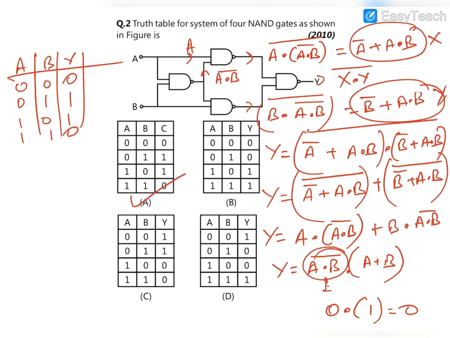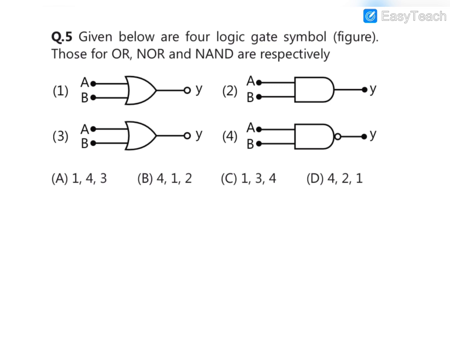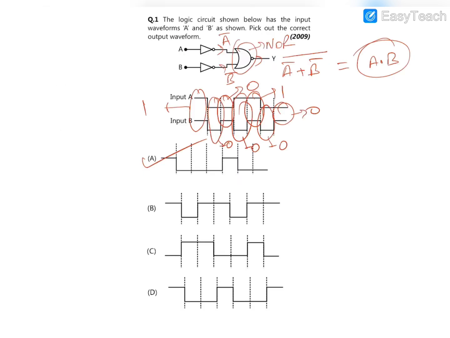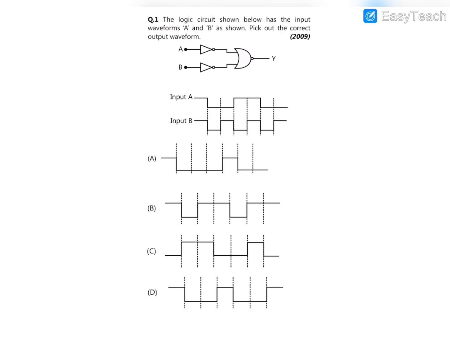Now let's move on to the next question. In this question, this is a question of timing diagram. Let us see that if we present these inputs A and B to this circuit, then what will be the timing diagram of the output. So this is A bar, this is B bar, and this is a NOR gate, so it is (A bar plus B bar) whole bar, so it would be A dot B.